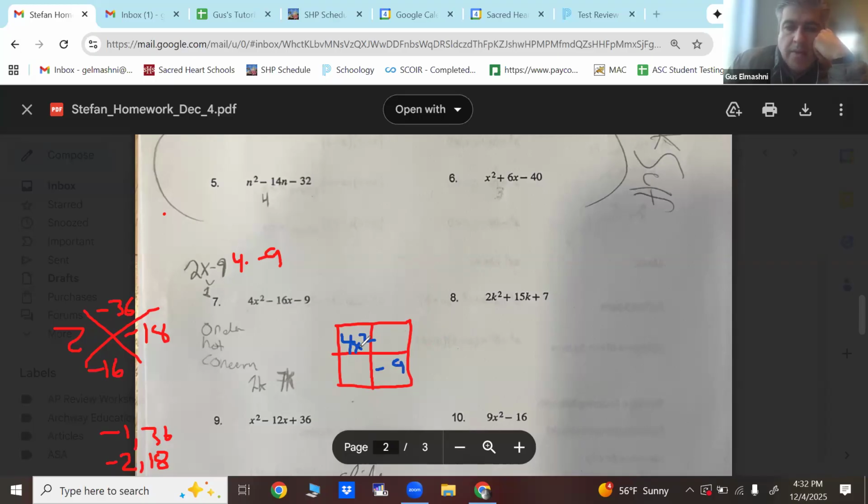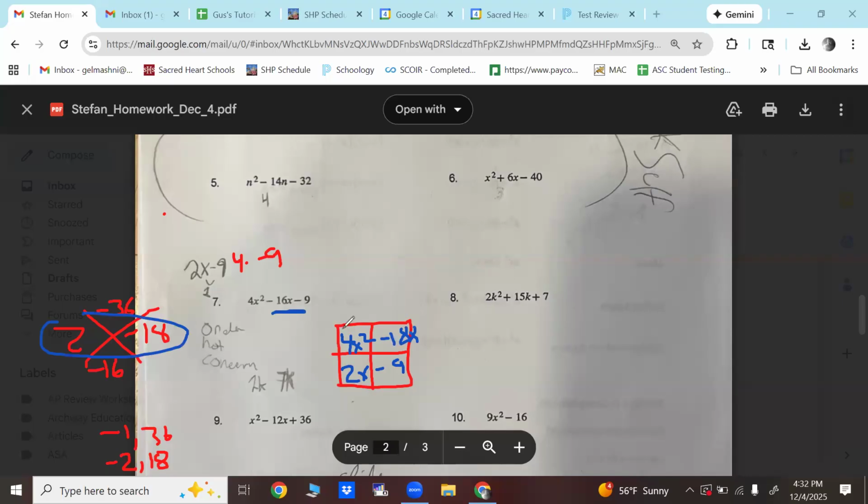So 4x squared minus 9, right? You put the first term in one corner, the last term in another corner. And the other two terms, that split, because you split -16 into these two numbers here. Now, if you think about it, I'll probably put a 2x and a 2x.